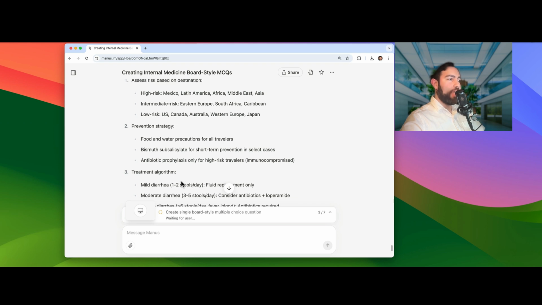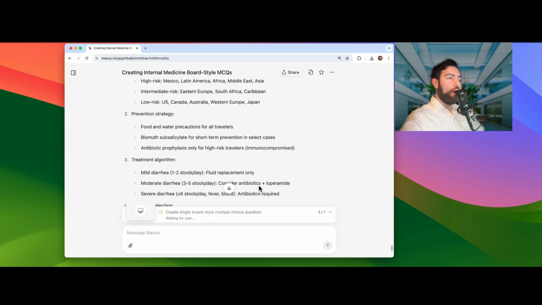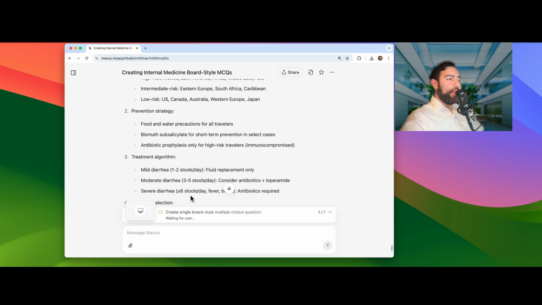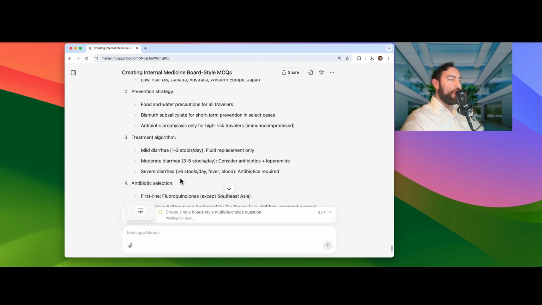But the treatment algorithm would be, if you have mild diarrhea, which means 1 to 2 stools a day, you don't need to do anything. Just make sure you drink enough water. You're fine. Moderate diarrhea, when you pick up 3 to 5 stools a day, then you can consider adding antibiotics plus or minus the loperamide, we'll have to talk about that. And then severe diarrhea, definitely not the loperamide. That's when you have more than 6 stools a day, fever, maybe blood coming out. And so definitely antibiotics there.